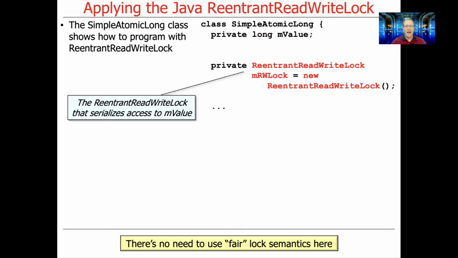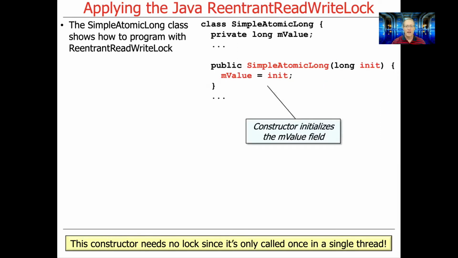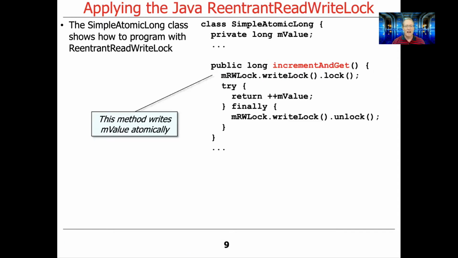So we're going to define a field, which is going to be our ReentrantReadWriteLock, and we're going to make a new ReentrantReadWriteLock. This capability will be used to serialize all the access to mValue, depending on what operation is being called. There's no need to use fair lock semantics here. We're not concerned with fairness. We're concerned with performance. The constructor goes ahead and initializes mValue to whatever the initial value is. And again, as always, remember, constructors are only called in one thread of control, so there's no need to worry about synchronizing them.